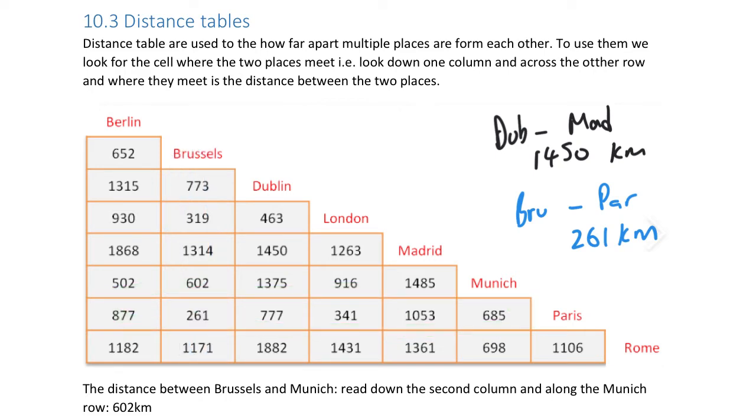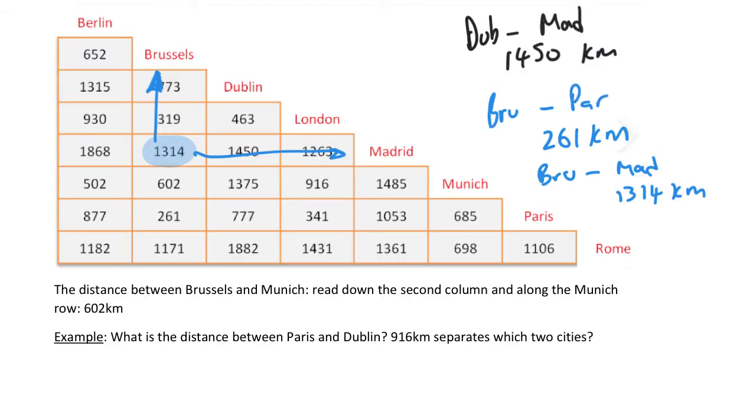Another way we can use this is if we were to highlight a distance. So let's say we're to go to 1,314. Then if we see which row and column that they belong to, then that's the distance that separates those two cities. So 1,314 is in the Brussels column and in the Madrid row. So Brussels to Madrid is then 1,314 kilometres apart.